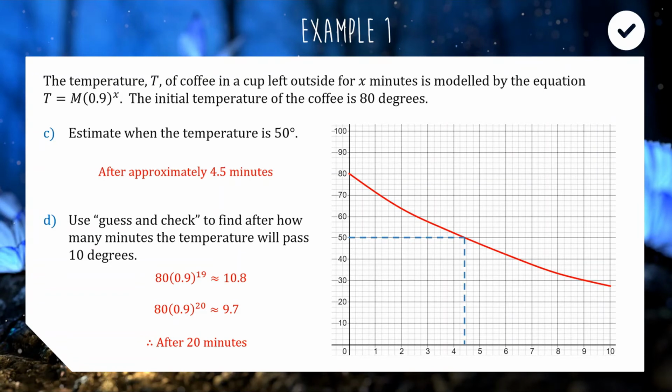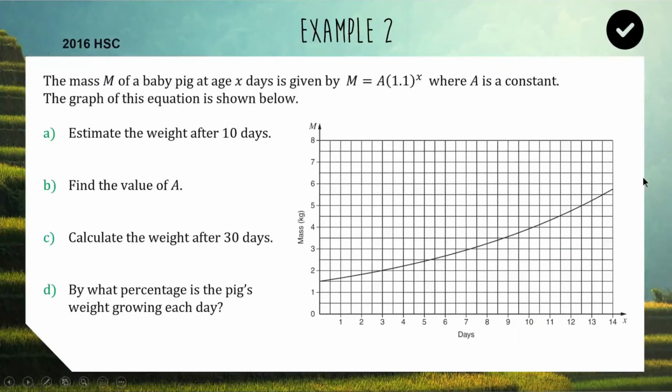All right, cool. So that's guess and check. Let's move on with the next one. This is an example from the 2016 HSC paper. It's talking about the mass M of a baby pig at age x days. So very similar to what we just had. Last time we had temperature and minutes. This time we have mass and days, but it's the same idea, okay?